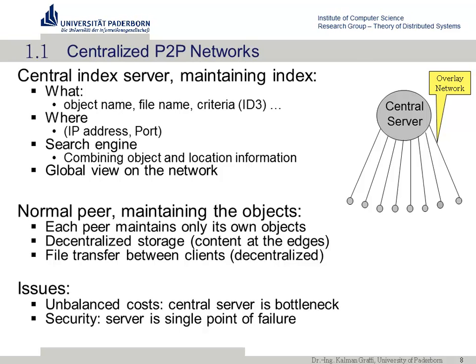As you can already see, if you have some files, you just tell the server what you have, and if you are looking for something, you ask the server. Afterwards you know who is storing it, so you can directly contact them and ask them to provide you with the file. The issues are, of course, that the costs are unbalanced, so the whole load and the whole costs are on the server side, and the server is also a single point of failure. So if the server crashes, then everything is lost.